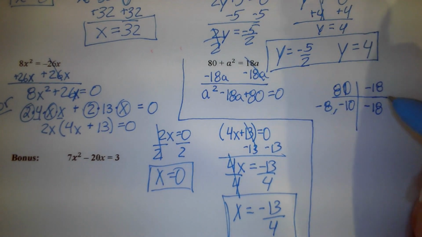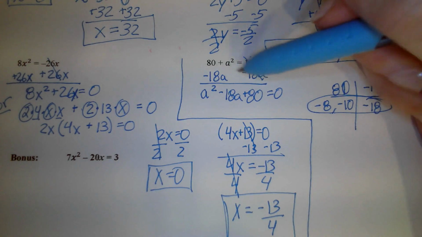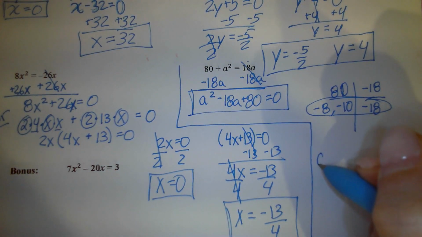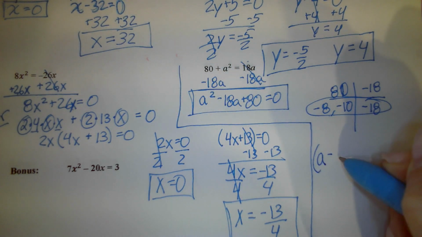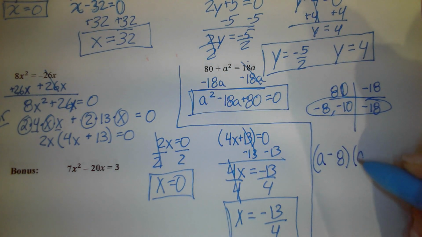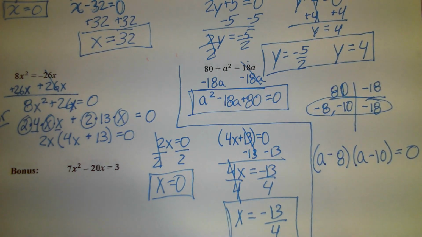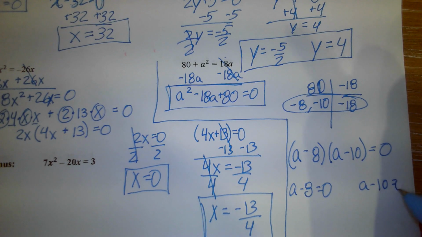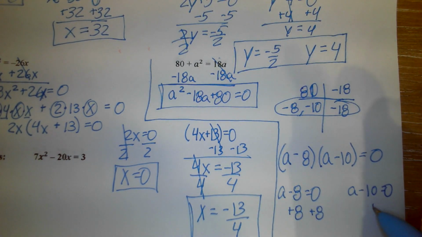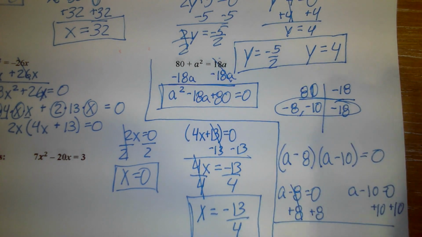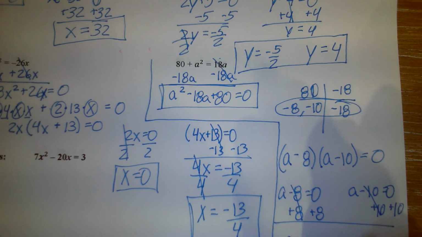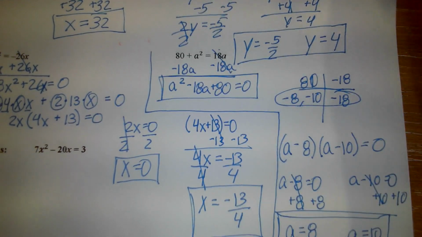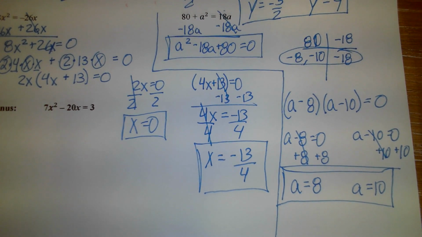So now since these are my factors for this trinomial, or quadratic I should say, we want to set it equal: a minus 8 times a minus 10 is equal to 0. Now, a minus 8 equals 0, a minus 10 equals 0. Get a alone. a equals 8 and a equals 10. So that's our final answer. Both need to be included.